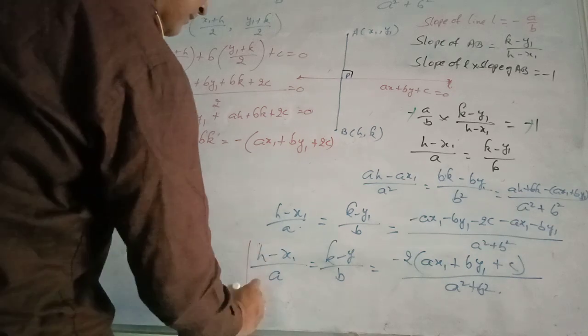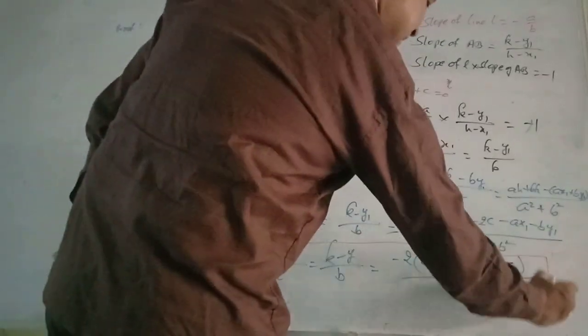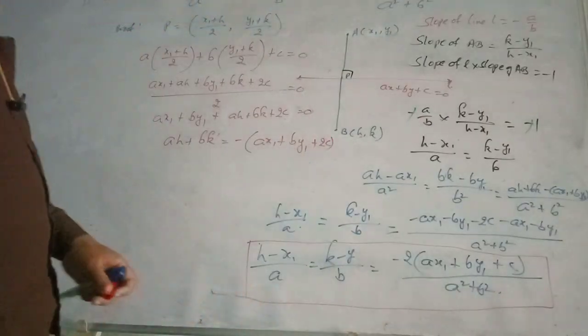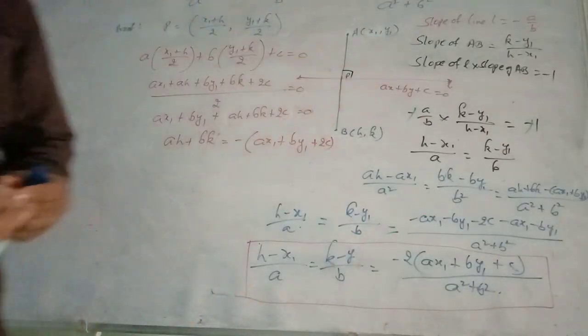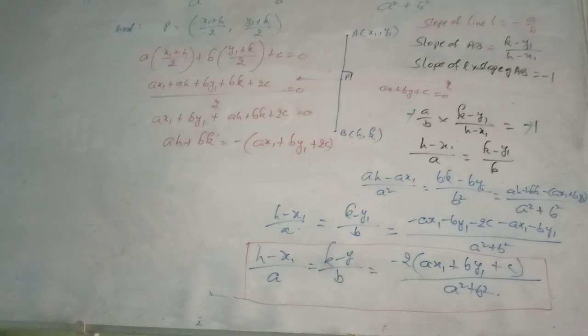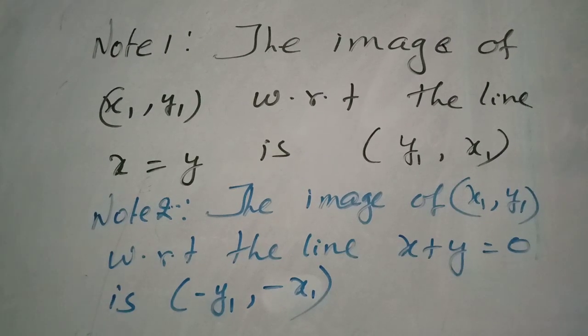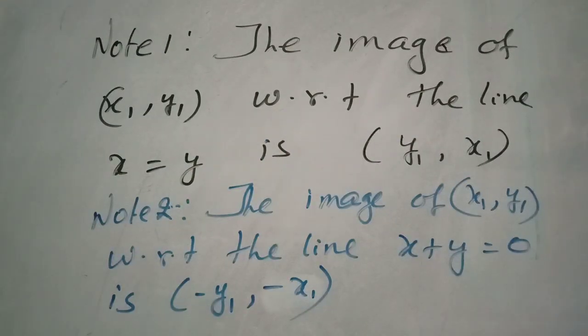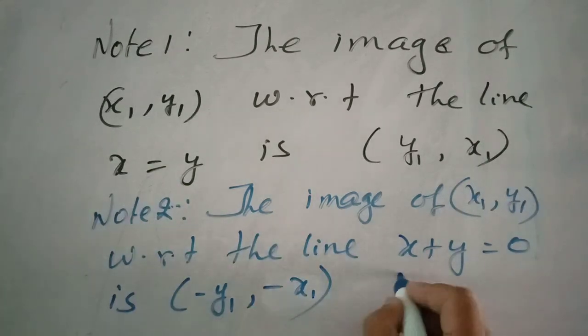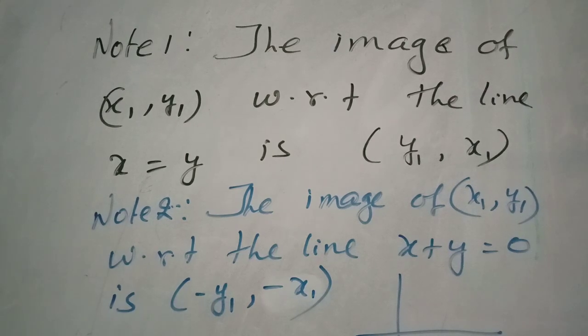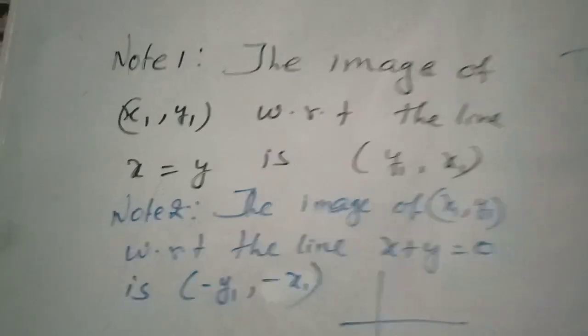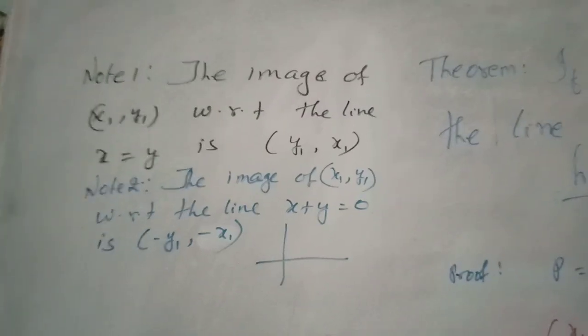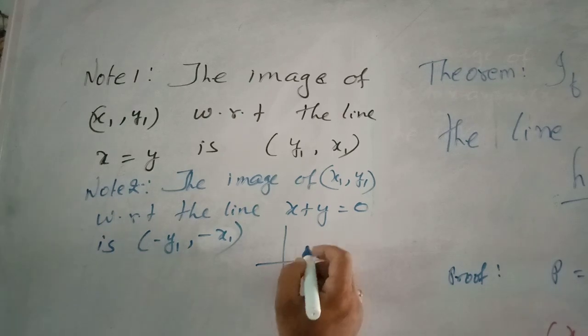Finding the image means our purpose is to find H comma K when X1 and Y1 is given and the equation of the straight line will be given. Right? Now see the image of x1 y1 with respect to the line x is equal to y. Means there is a graph, just a small graph I draw here, x is equal to y, image of x1 y1.